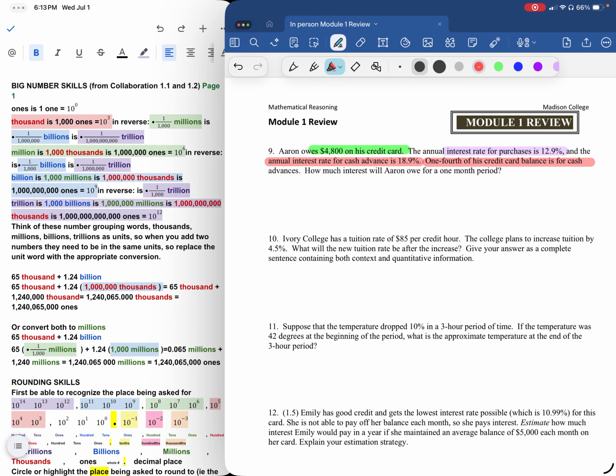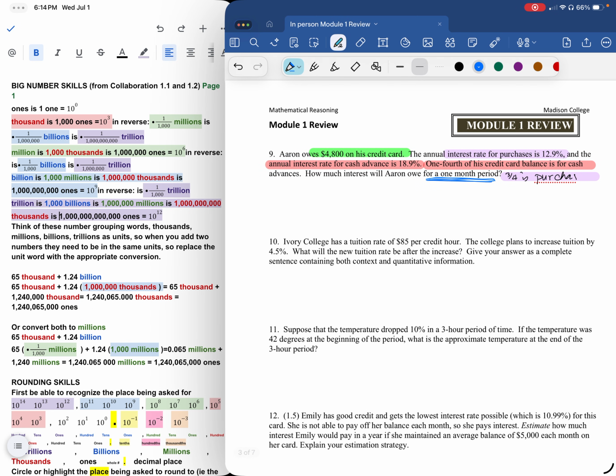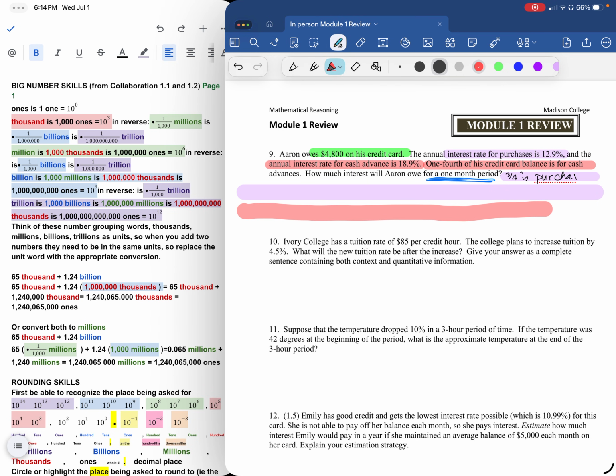So right here, 3/4 is for purchases. They want to know, and the last thing we need to point out here is the 1 month period. We need to find a whole bunch of stuff for purchases, and then a whole bunch of stuff for cash advance. So I'm going to keep my data separately.